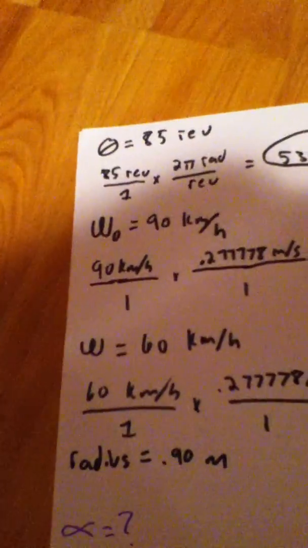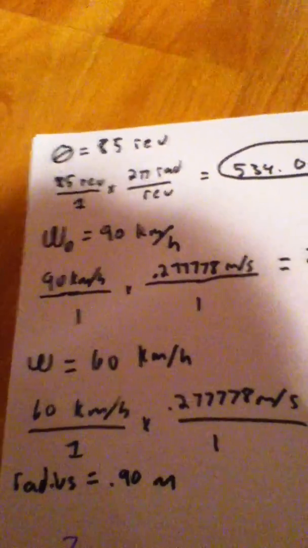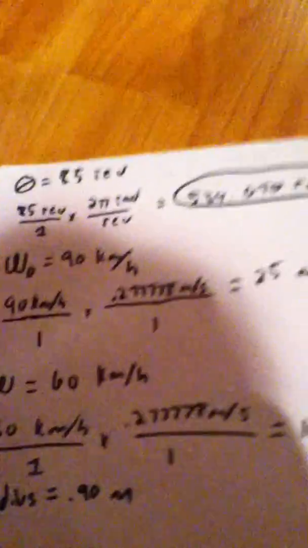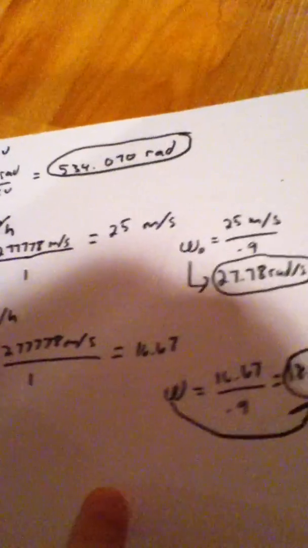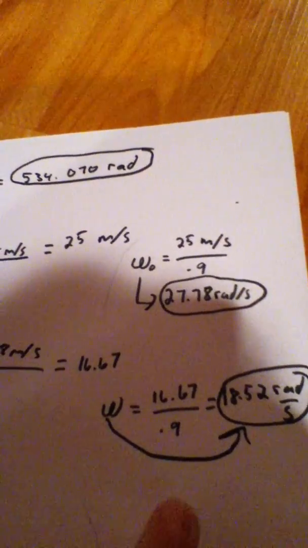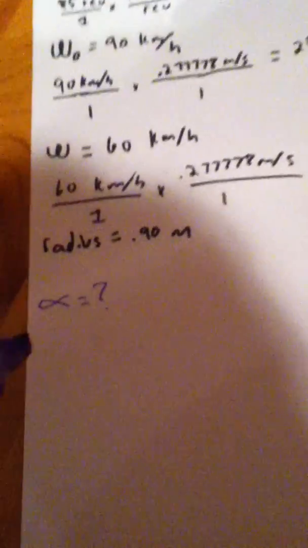Our next given was omega, or final omega if you want to call it, 60 kilometers per hour. We did the same exact thing, multiplied that, and we got 16.67 meters per second. And then we divided that by 0.9, which is our radius, and we got 18.52 radians per second. Now back to the question. It asks us for the angular acceleration, which is what we're looking for there.